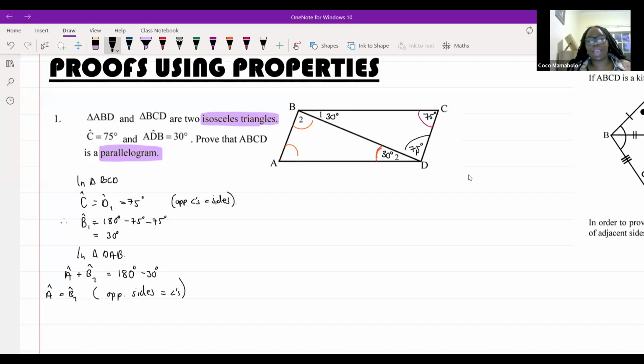So I can then say I've got 2A, because if A is equal to B, that means I can also replace B2 with A. Right, so that tells me 2A is equal to 150, not 180. 150 degrees, and then I can divide both sides by 2. Divide by 2, divide by 2. Therefore, angle A is equal to angle B2, which is both also equal to 75 degrees.